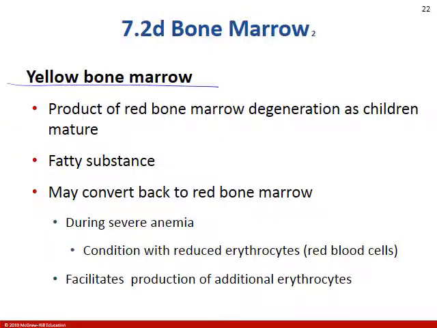Yellow marrow is a product of red bone marrow that degenerates. It becomes this fatty substance. It can be turned back to red bone marrow in extreme situations. So they list those there, but this is not a normal event.